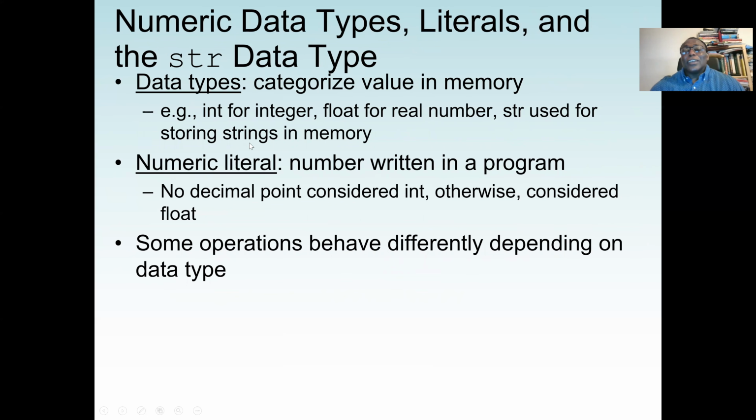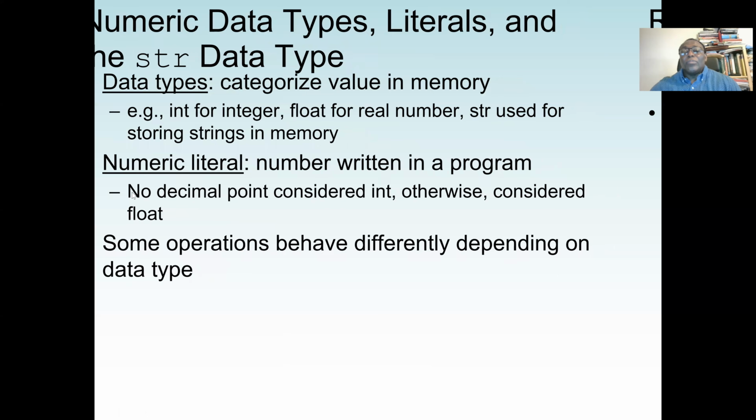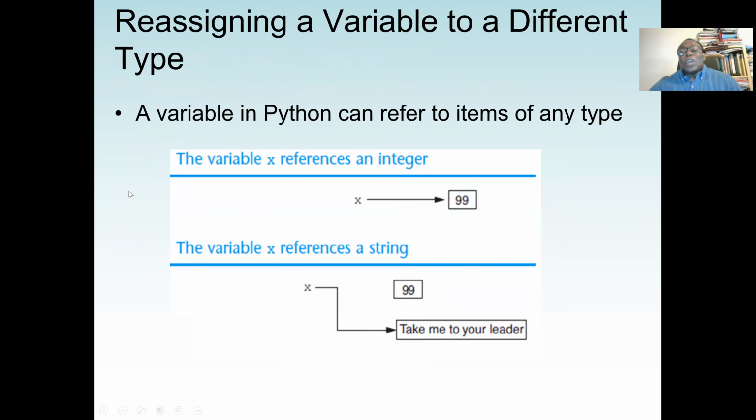We have the numeric data types, literals, and also the string data type. So they categorize values in memory: int is for integer, float for real numbers, and str is used for storing strings in memory. Also, for a number written in a program, we say if there is no decimal point it is considered int, otherwise it is considered float. We can also reassign a variable to a different type.